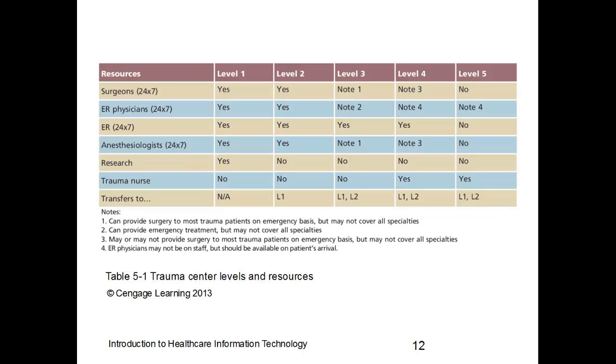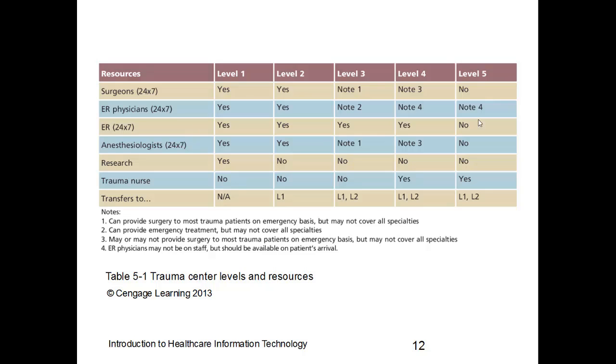And on this table we have a breakdown of the 5 different levels of trauma centers, what they can and what they can't handle. The most equipped trauma centers are level 1. So they have surgeons there 24/7. They have ER physicians there 24/7. The emergency room is open 24/7, and so on.